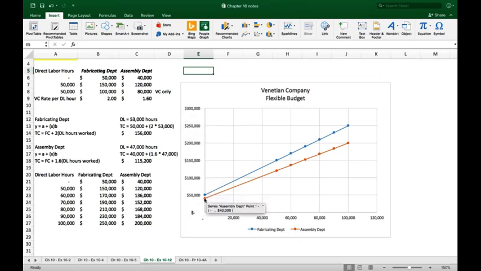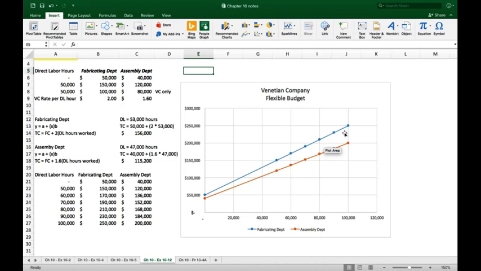Now the reason it starts over here and not down over here at 0, 0 is because of that fixed cost. So the fixed cost for the assembly department is 40,000. For the fabricating department is 50,000. That's the starting point. That's the minimum cost that's going to be incurred even if no work is done. And then it goes up, and you will see over here how it is going up. So between 40 and 60 is 50,000.